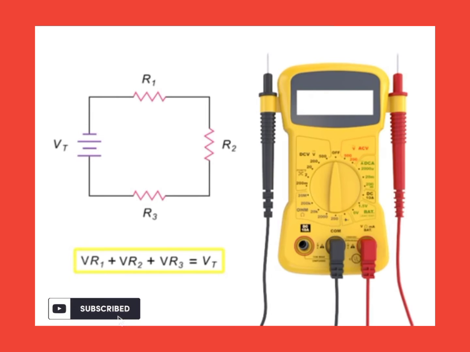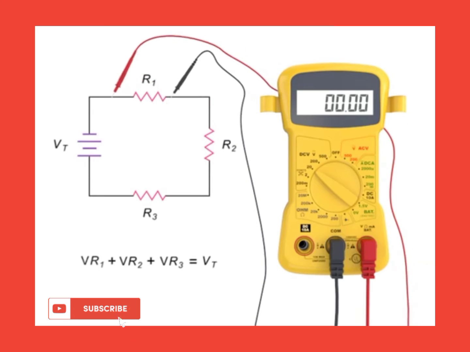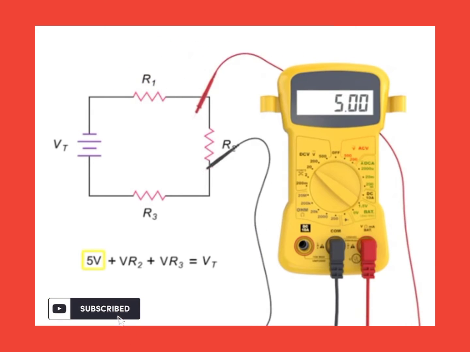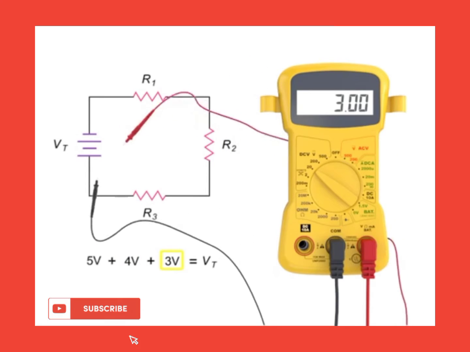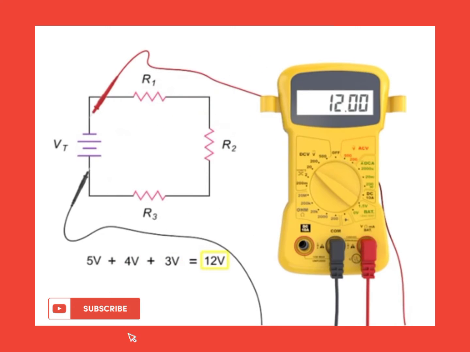By adding the voltage drop across resistors 1, 2, and 3, you can determine the total voltage applied at the source. In this case, the total voltage is 5 volts plus 4 volts plus 3 volts, or 12 volts total voltage.